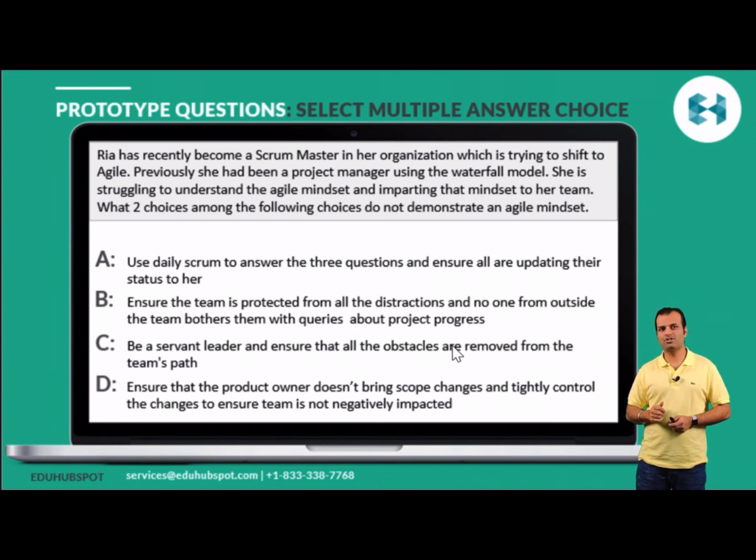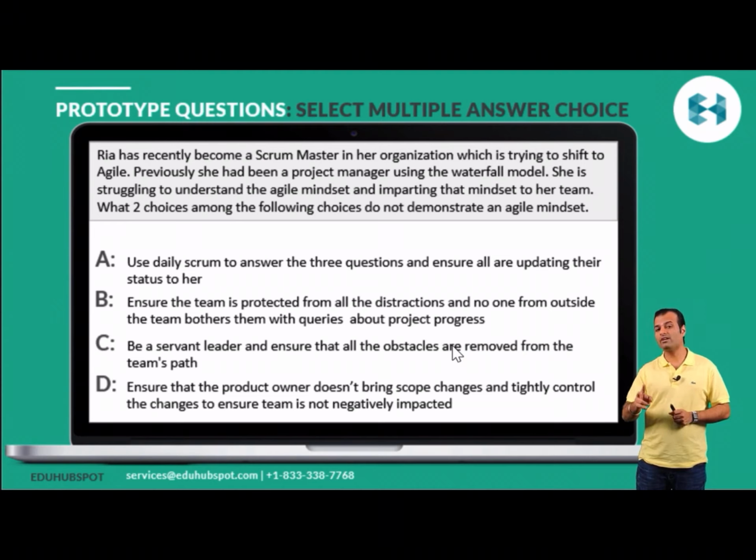Let's see this question. Ria has recently become a Scrum Master in her organization, which is trying to shift to Agile. Previously, she had been a project manager using the waterfall model. She is struggling to understand the Agile mindset and imparting that mindset to her team. Which 2 choices among the following do not demonstrate an Agile mindset?